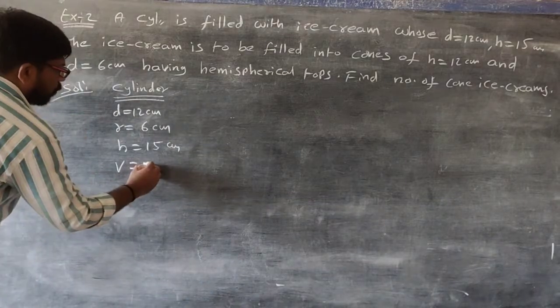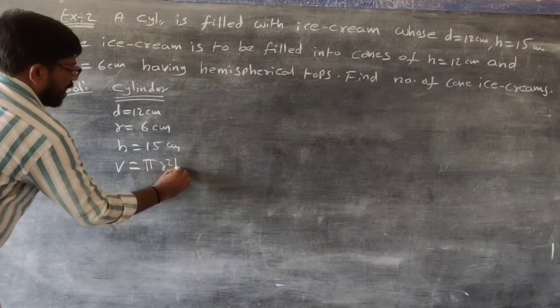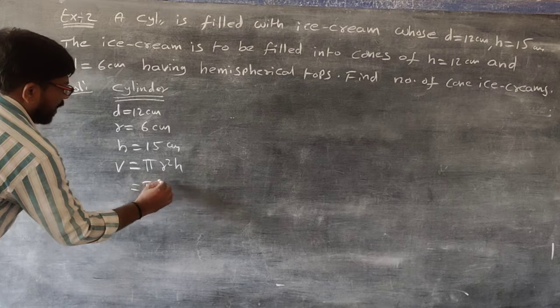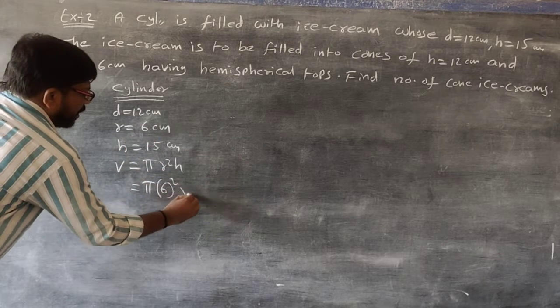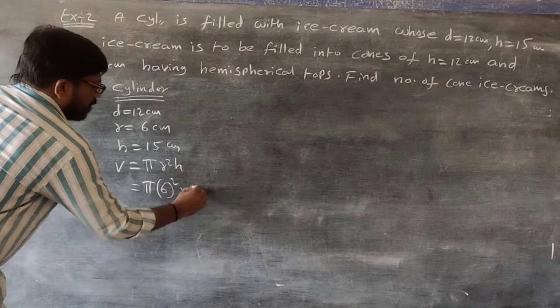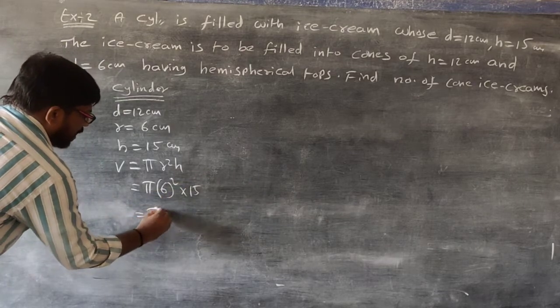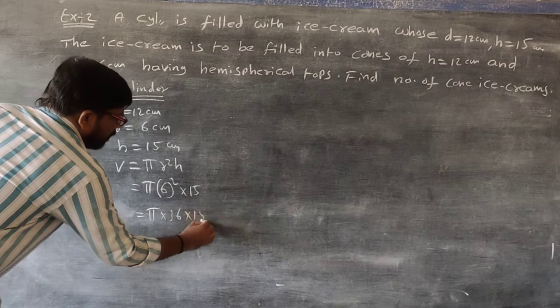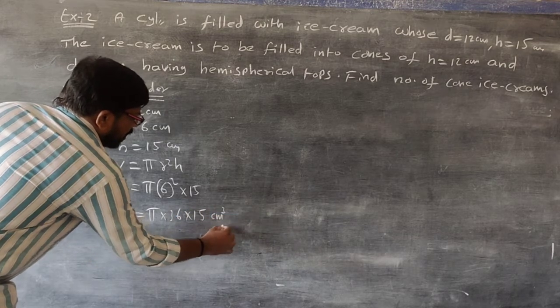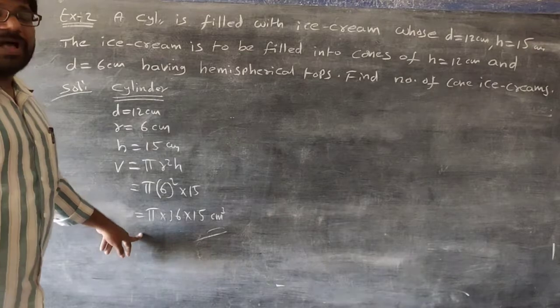So V is equal to pi R square H. That is equal to pi into R square, R means 6, 6 square, into H means 15. Right? That is equal to pi into 6 square, 36, into 15 centimeter cube. This is the volume of the ice cream.